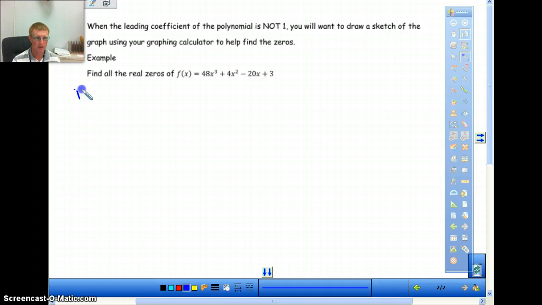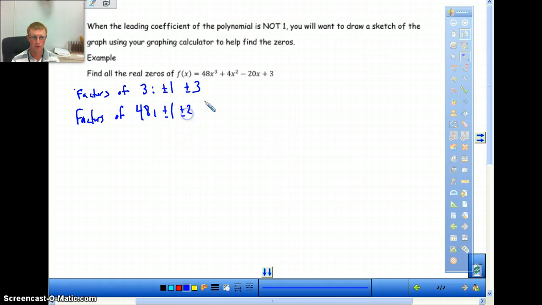So we have to do the factors of 3, which are plus or minus 1 and plus or minus 3. And then we're going to do the factors of 48, which that list is long. Plus or minus 1, plus or minus 2, plus or minus 3, plus or minus 4, plus or minus 6, plus or minus 8, plus or minus 12, plus or minus 16, plus or minus 24, and plus or minus 48. So the problem is now when we do our possible zeros, we have a very, very long list.